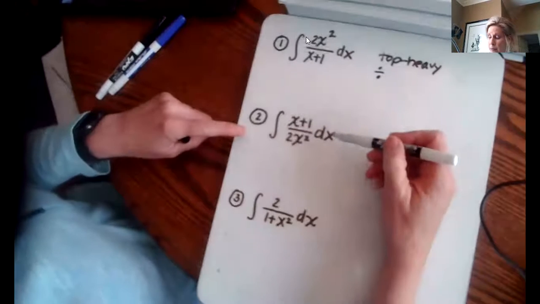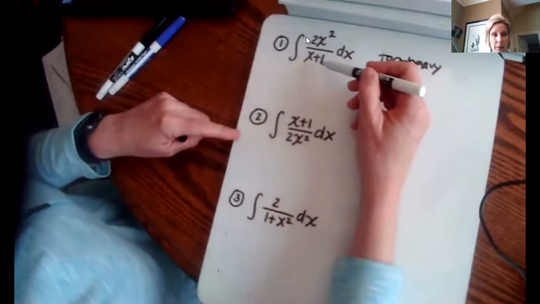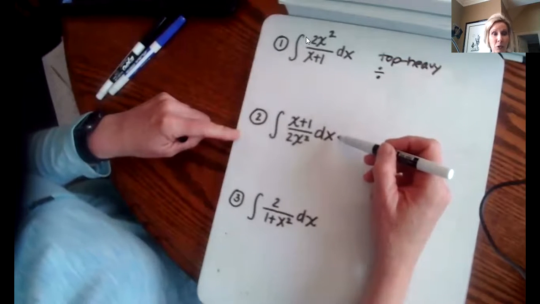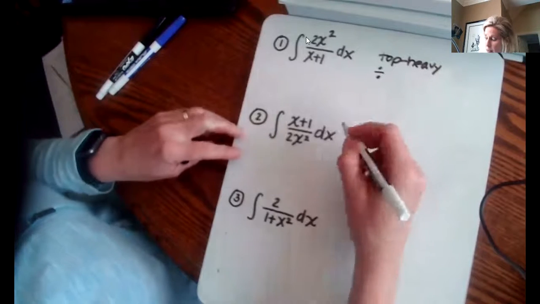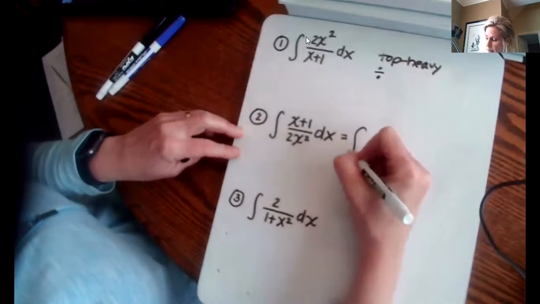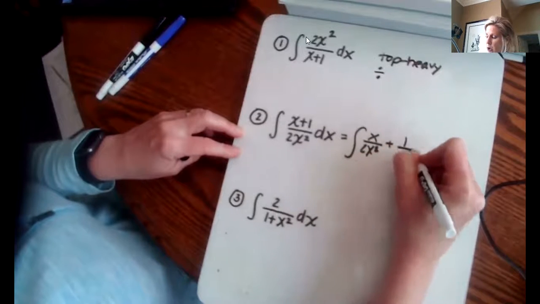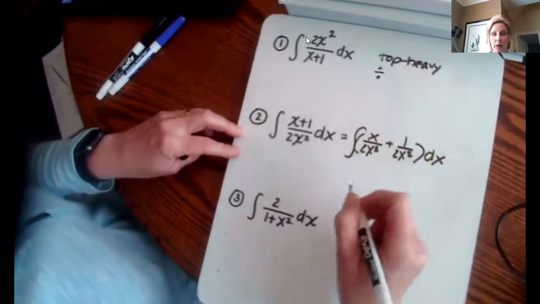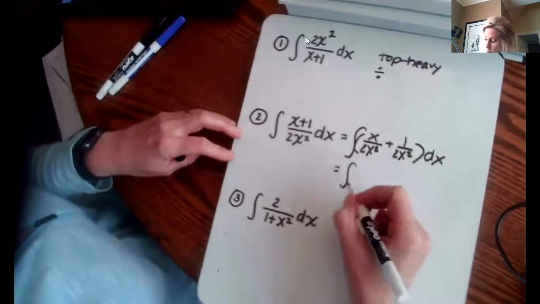Now, look, number 2 is very similar, but I've switched the top and the bottom. Well, this does fall into the first category. I don't need u-substitution. 2x squared is a single term denominator. So let me rewrite the problem: x over 2x squared plus 1 over 2x squared dx. If I simplify each part, I don't need u-substitution at all.